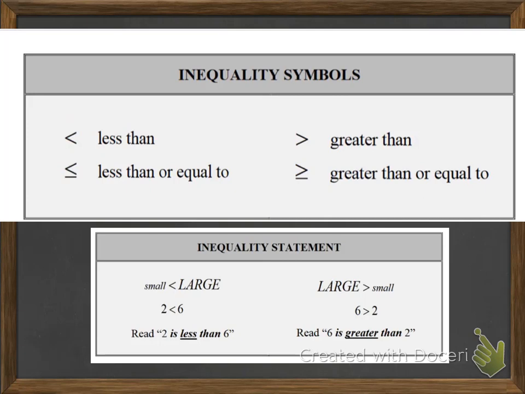So as you can see, if you have a less than sign, that literally means that the small number is on the left and the larger number is on the right. So the way we would read this, we would say 2 is less than 6. Conversely, if we have a greater than symbol, again, the larger quantity is towards the open part of the inequality sign, and the smaller part is towards the pointy end or the small end. So the way we would read this inequality is we would say 6 is greater than 2.